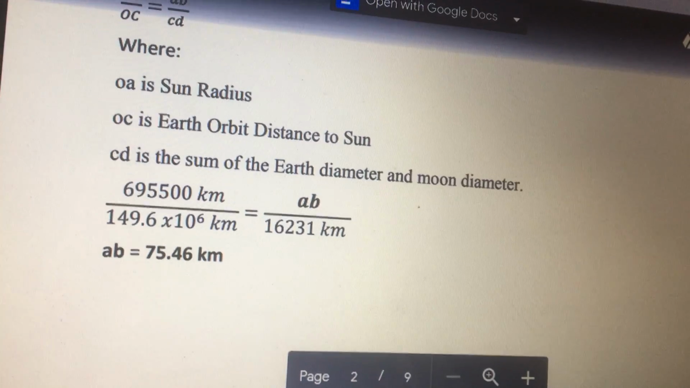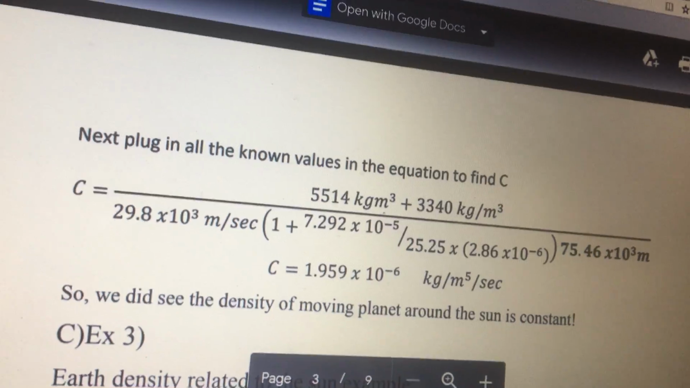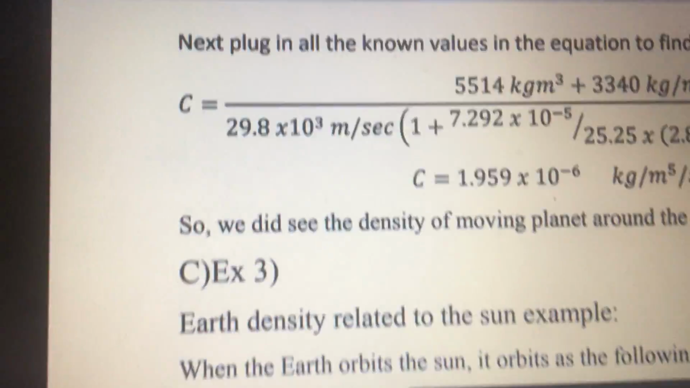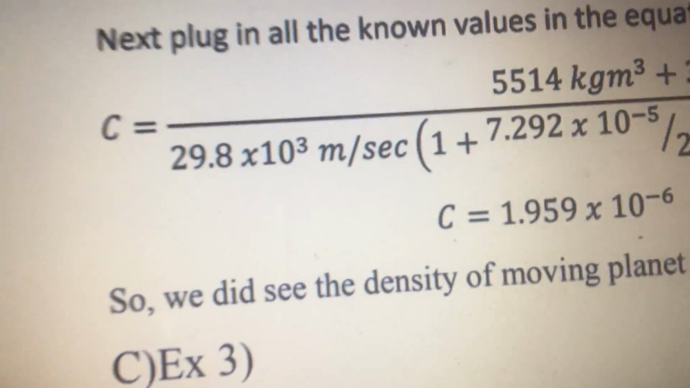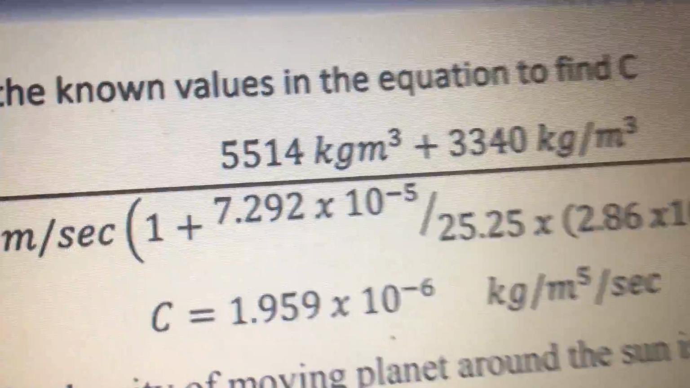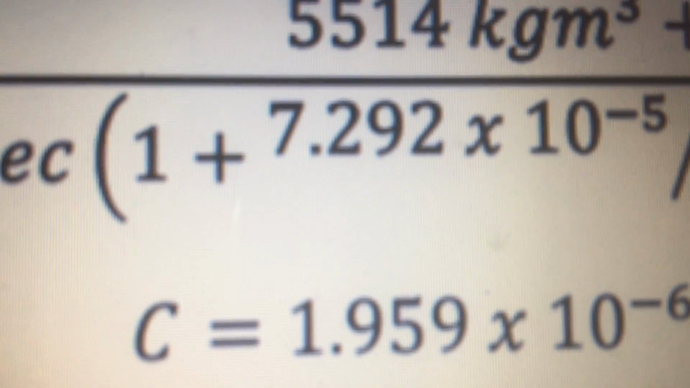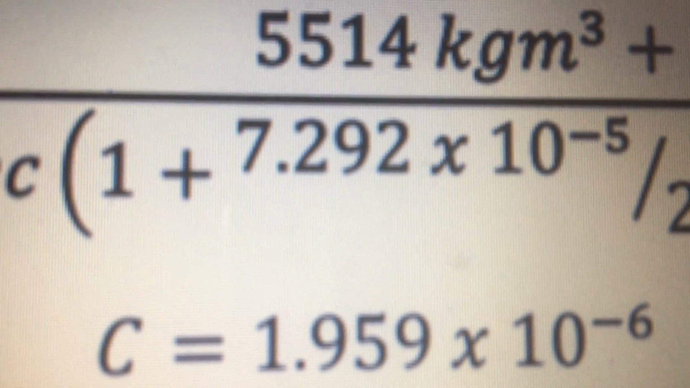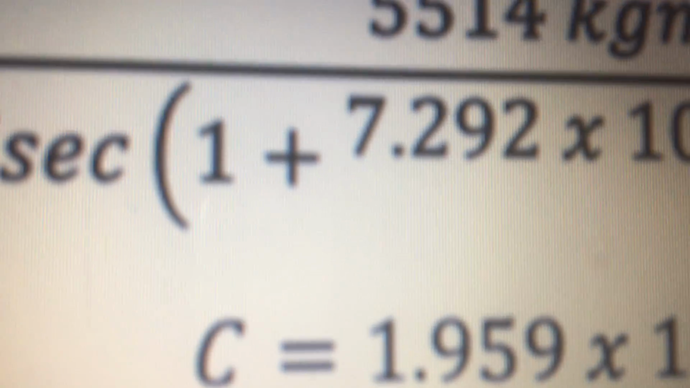This is right here. We get AB right here. Like you see right here, this is the equation. See the constant. This one is Earth density, Moon density, Earth orbital velocity. This one like it was in the general formula.